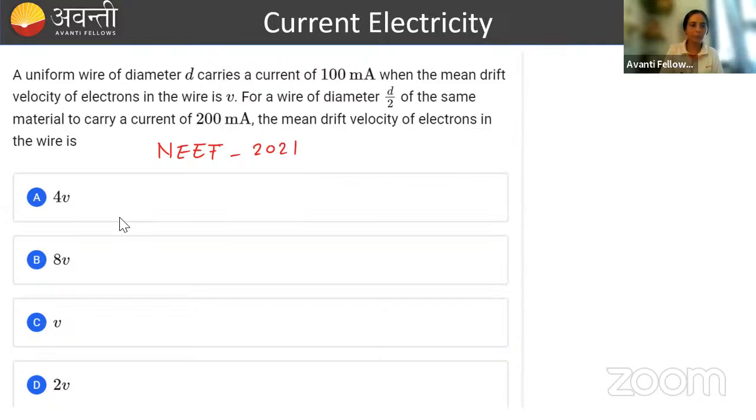So I have ended the poll. Now let's discuss the question. There is a uniform wire of diameter d which carries a current of this much, when the mean drift velocity of electrons in the wire is this. Now, in the second case, the diameter is different, the current is different. So we have to tell what will be the drift velocity.